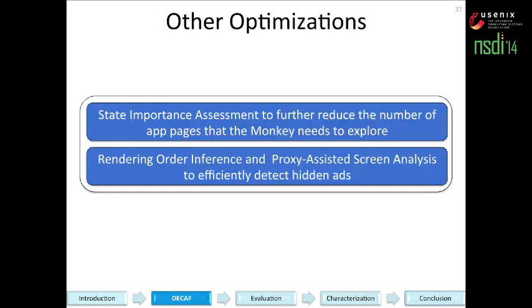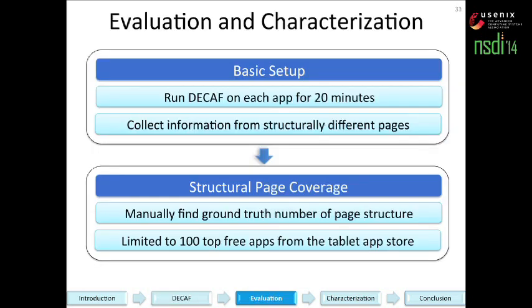In addition, we have also explored some other optimizations, like state importance assessment, to further reduce the number of pages. We also use rendering order inference and proxy-assisted screen analysis to efficiently detect hidden ads. For this, please refer to the paper. So finally, I will briefly discuss some evaluation results.